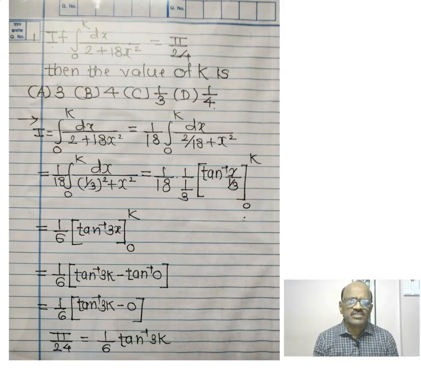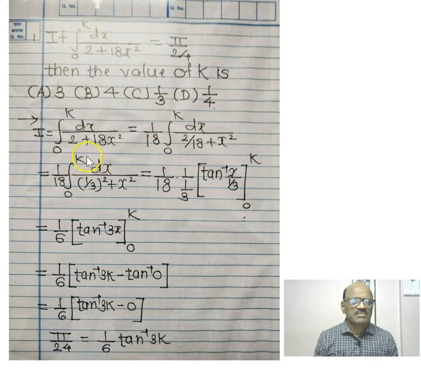The first question is from definite integral. That is, if the integral 0 to k dx upon 2 plus 18x square is equals to pi upon 24, then find the value of k. First option A is 3, B is 4, C is 1 by 3 and D is 1 by 4.